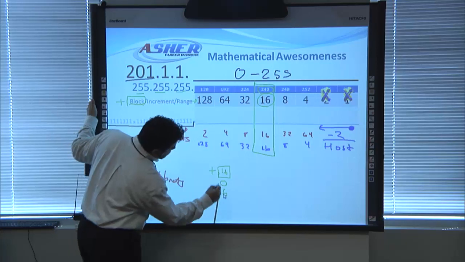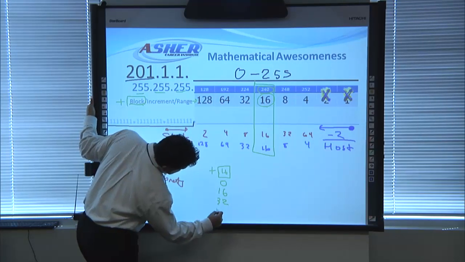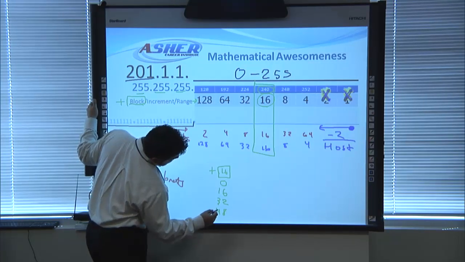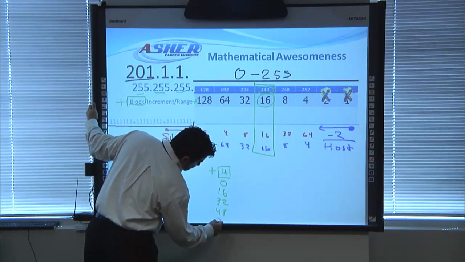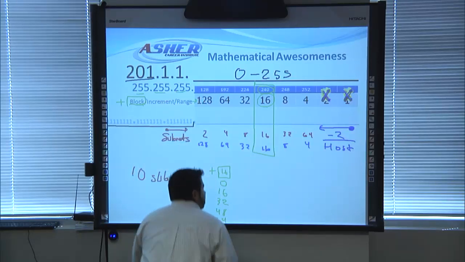So 16 plus 16 would be 32, plus 16 would be 48, plus 16 would be... what was that? All right, we'll stop there. We'll keep going all the way till we get to 16.